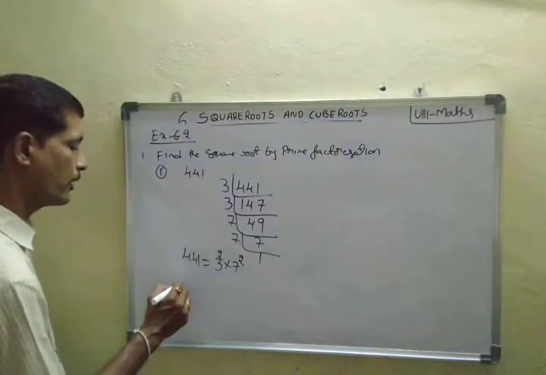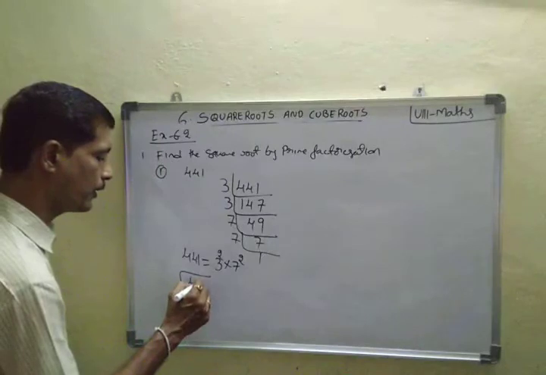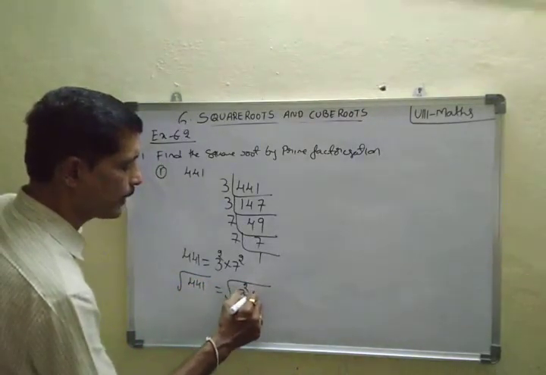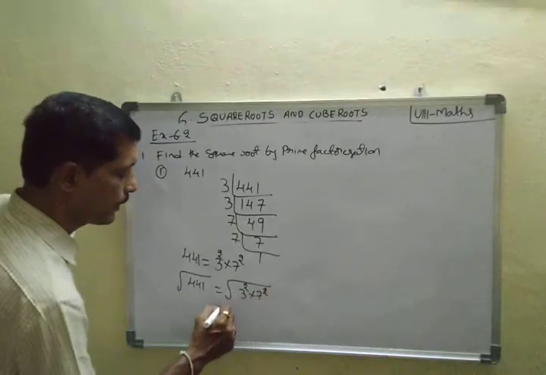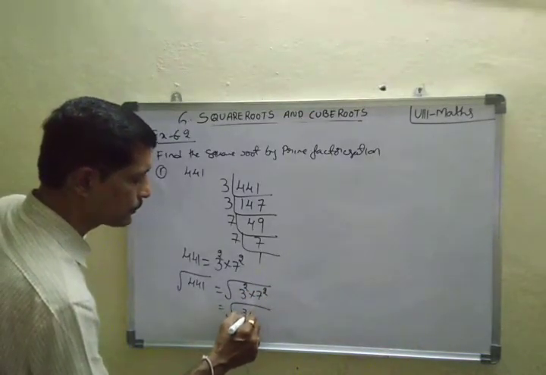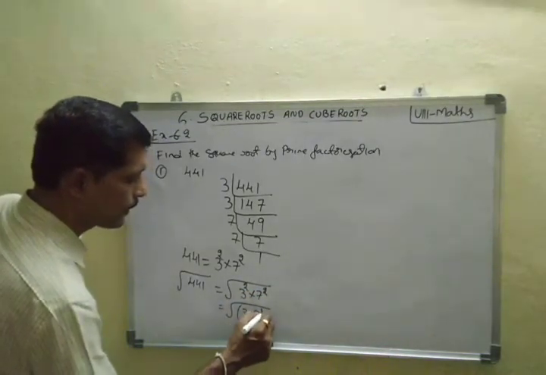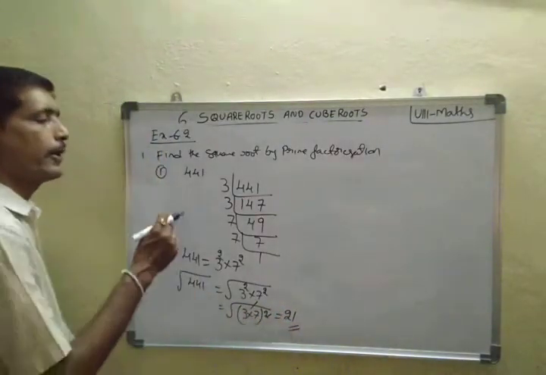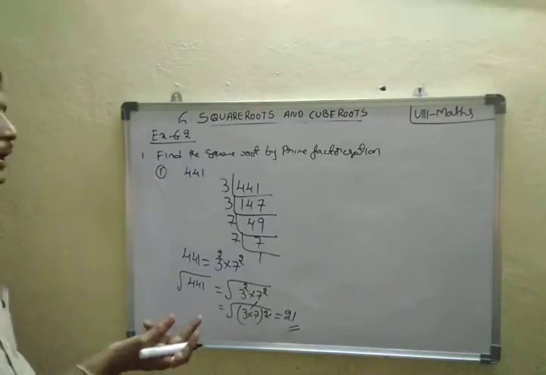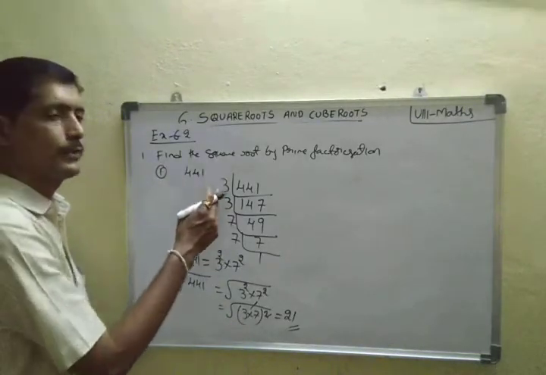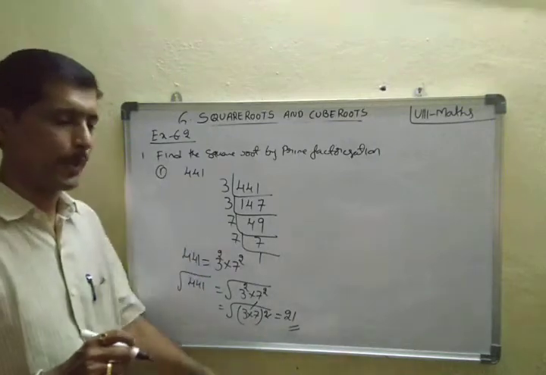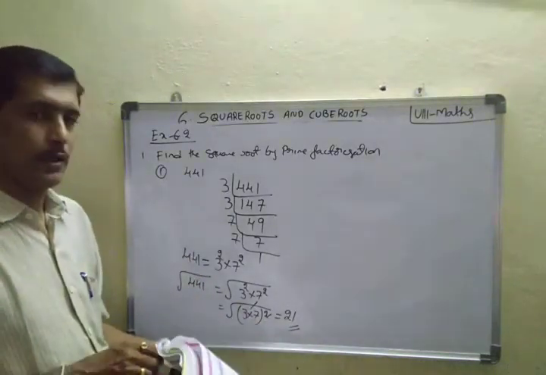Therefore the square root of 441 equals the square root of 3 square into 7 square, which equals the root of (3 into 7) whole square. The square and the root get cancelled, so it equals 21. The square root of 441 equals how much? That is 21. This method is called prime factorization. Here 3 and 7 are compulsory, since they are prime numbers only. Yes sir? Check once.